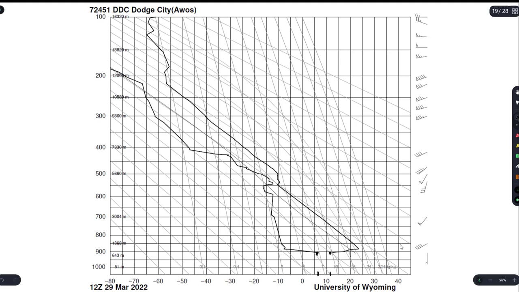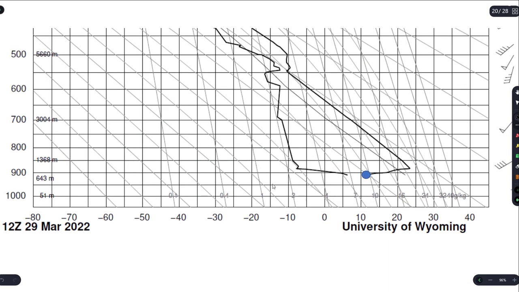And you can see that as the balloon went up, the temperature dramatically increased. It increased to nearly 24 degrees Celsius from 11 degrees Celsius. That's a strong nocturnal inversion, very strong nocturnal inversion. And then you can see the temperature decreased dramatically above that layer. Well, the high temperature in Dodge City on the 29th of March was actually about 29 degrees Celsius.